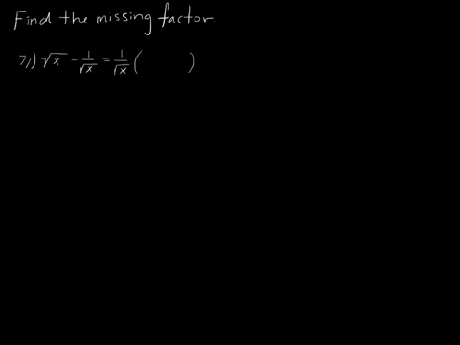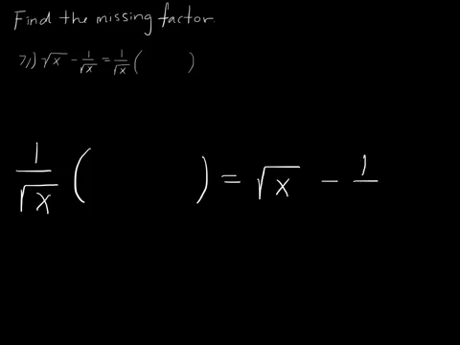For number 71, we want to find the missing factor. More specifically, what do I need to multiply this 1 over square root of x by to get me square root of x minus 1 over square root of x? So writing the right-hand side, I'm looking for something that goes inside this parentheses that when I multiply those two things together, I get square root of x minus 1 over square root of x.